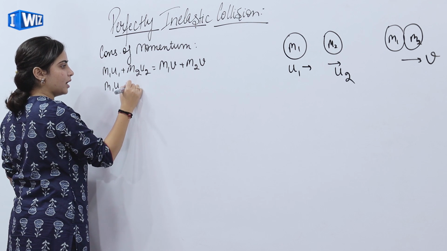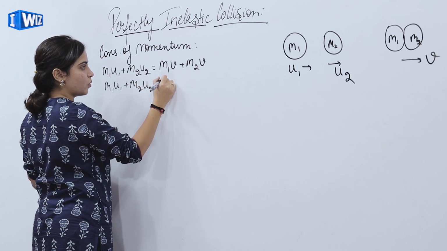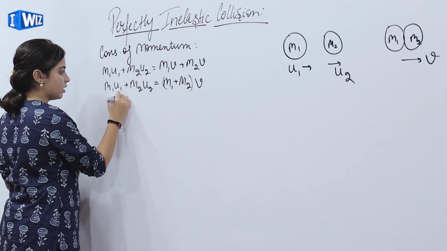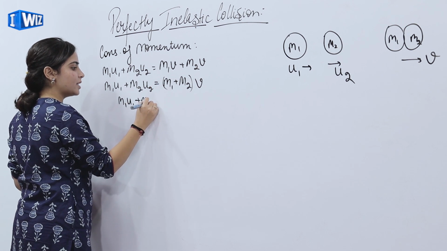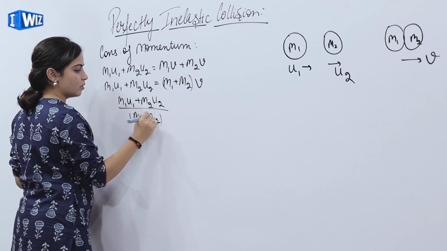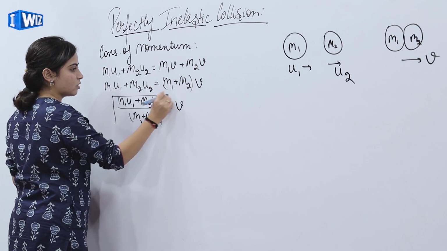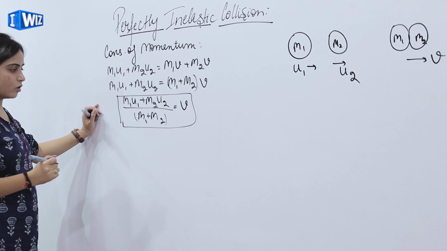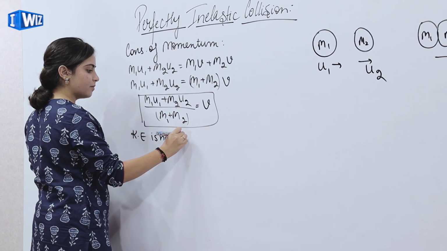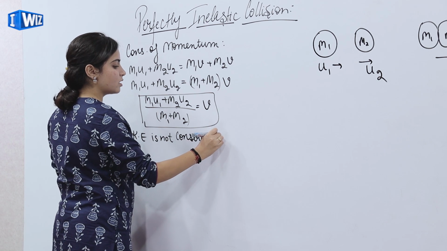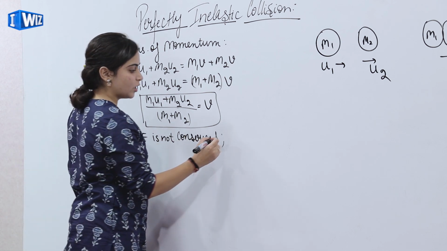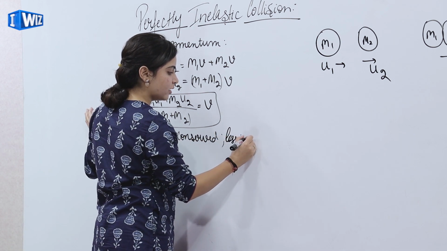m1 u1 plus m2 u2 is equal to (m1 plus m2) into v. So, m1 u1 plus m2 u2 upon m1 plus m2 is equal to v. In inelastic collision, kinetic energy is not conserved. That means there is loss in kinetic energy.